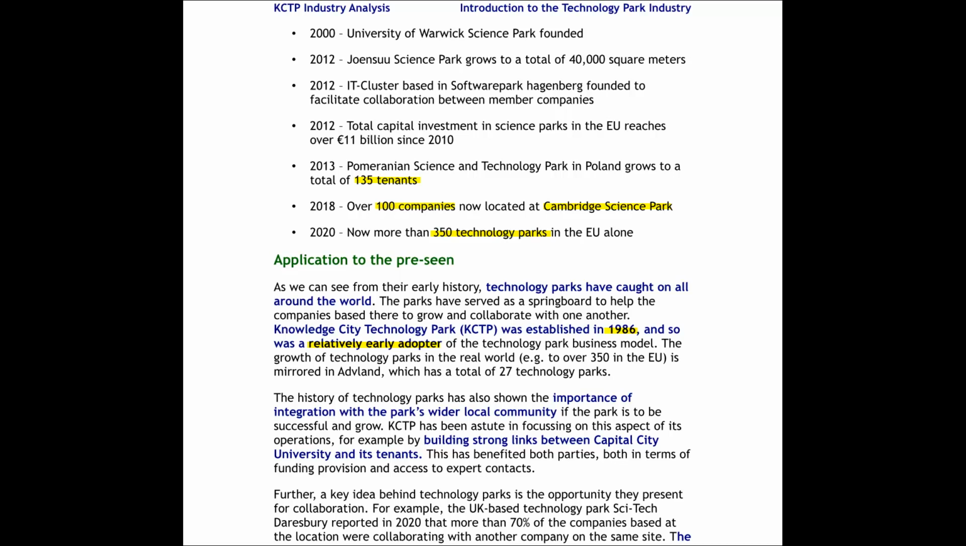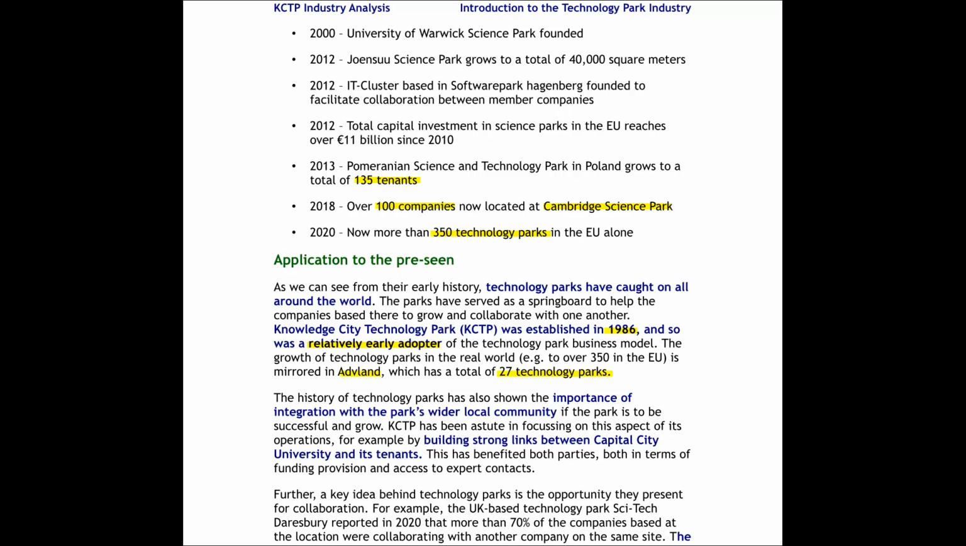In addition, the growth of technology parks around the real world has been mirrored in the country of Advland, where Knowledge City Technology Park is based. And the Prescene tells us that Advland currently holds a total of 27 such parks. So again, the technology park model, broadly speaking, has been replicated all around the world, and Advland is no different. So as such, in a growth industry, we can be reasonably confident that Knowledge City Technology Park will see continued success in at least the near future.